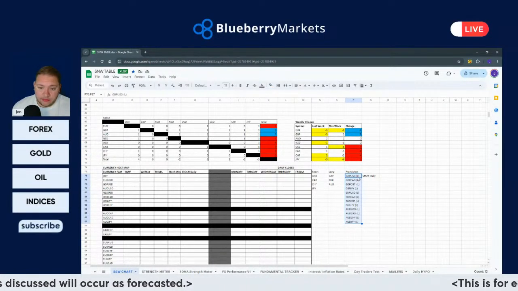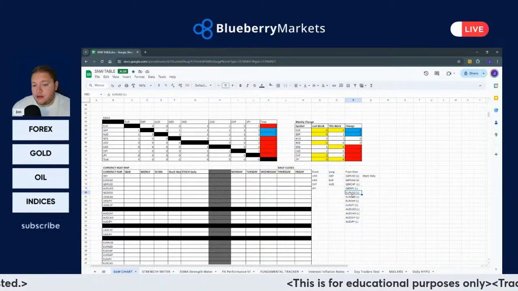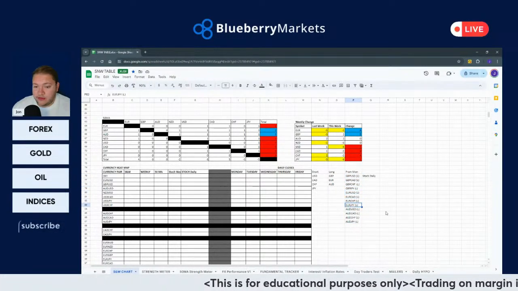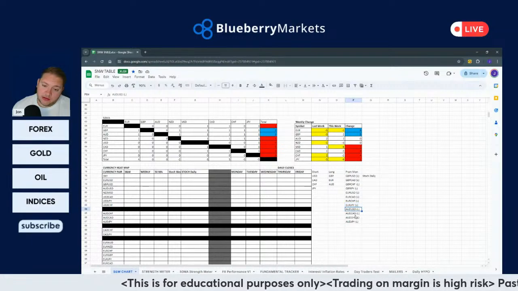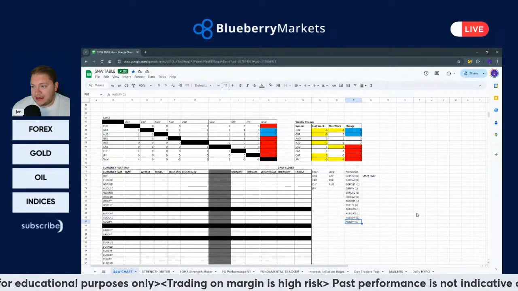So you're looking at sort of longs on pound dollar, pound CAD, pound Swiss, pound yen, longs on euro dollar, euro CAD, euro Swiss, euro yen, and longs on Aussie US dollar, Aussie CAD, Aussie Swiss, and Aussie yen.